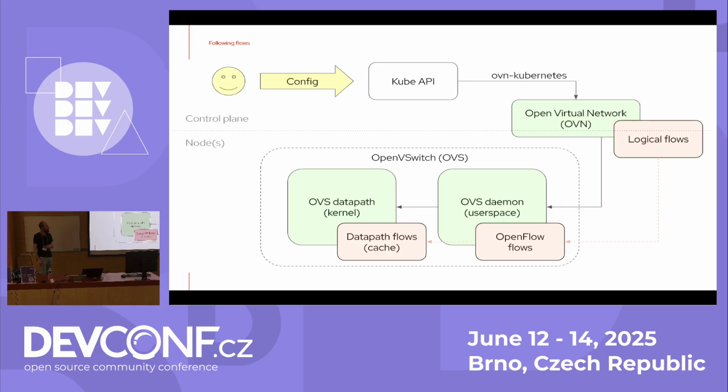He's configuring things using the Kube API. Then that is being translated by OVN Kubernetes into OVN concepts, so into the OVN representation. And ultimately, that ends up being logical flows. Those logical flows will then be sent to the OVS daemon and converted into what we call OpenFlow flows. So when a packet is being upcalled, it will be matched against those flows, and then that is being inserted. When those are being inserted into the kernel, it is called a datapath flow.